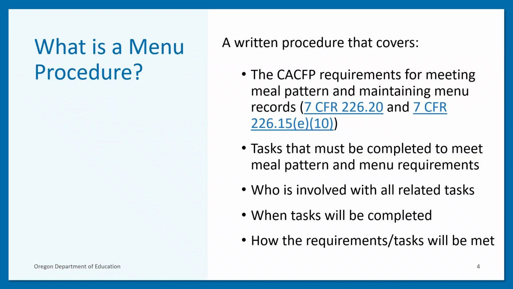So what is a menu procedure? A menu procedure is a written procedure that covers the CACFP requirements for meeting meal pattern and maintaining menu records as covered in the 7 CFR 226 regulations. The procedure must cover tasks that must be completed to meet meal pattern and menu requirements, who is involved with all the related tasks, when the tasks will be completed, and how the requirements or tasks will be met.